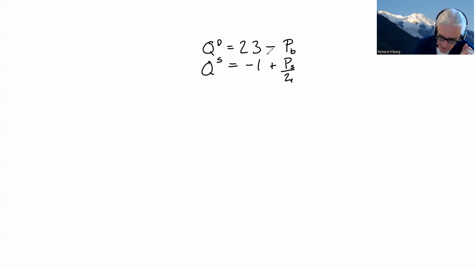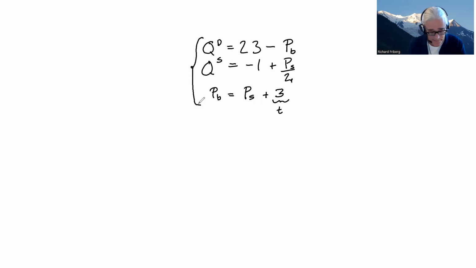Okay, so we have those two equations for supply and demand, and then we have a third equation that relates the price that buyers are paying to the price that sellers are getting. So they're equal plus the tax, which we can assume, for instance, is 3. So we can use the letter T to denote the tax. So 3 in this particular numerical example that we're looking at, assume that the tax is equal to €3 per liter or ton or whatever we're looking at.